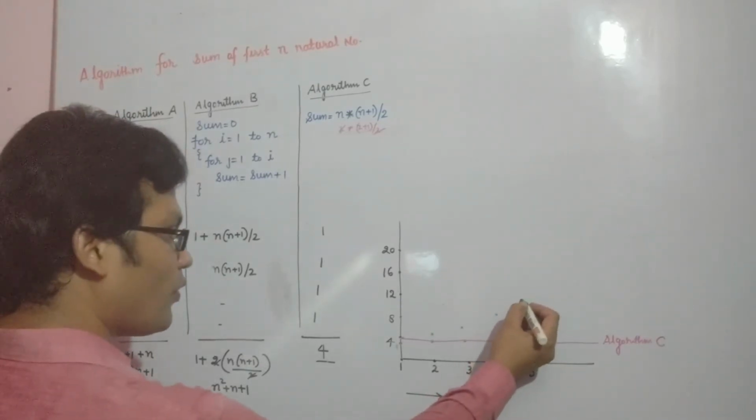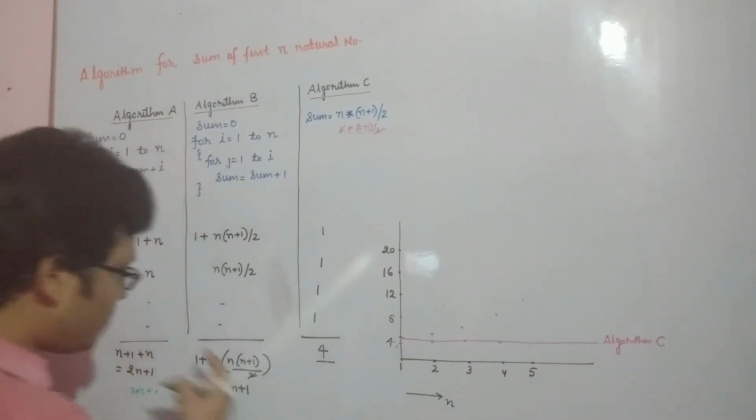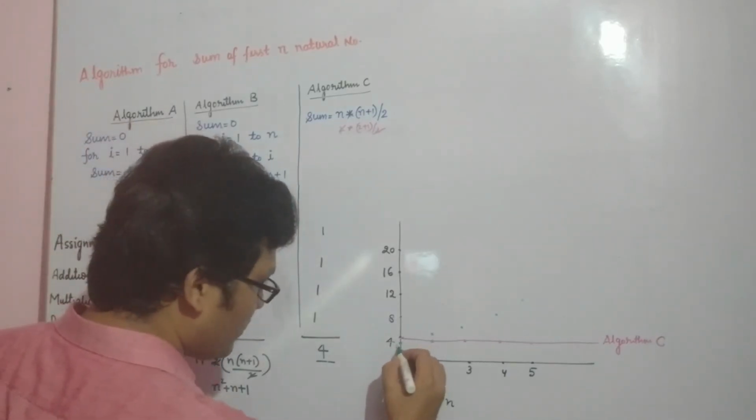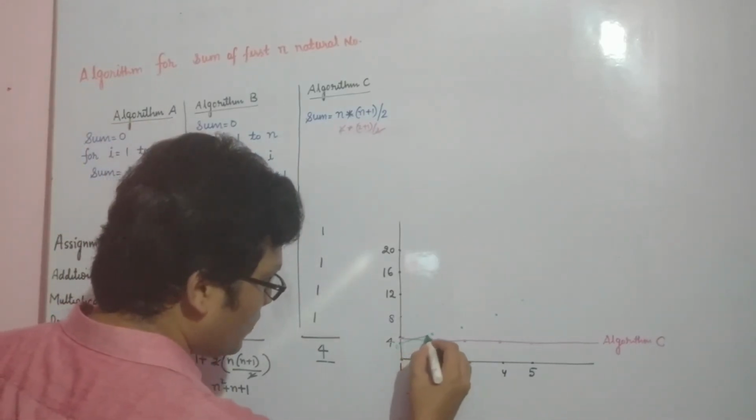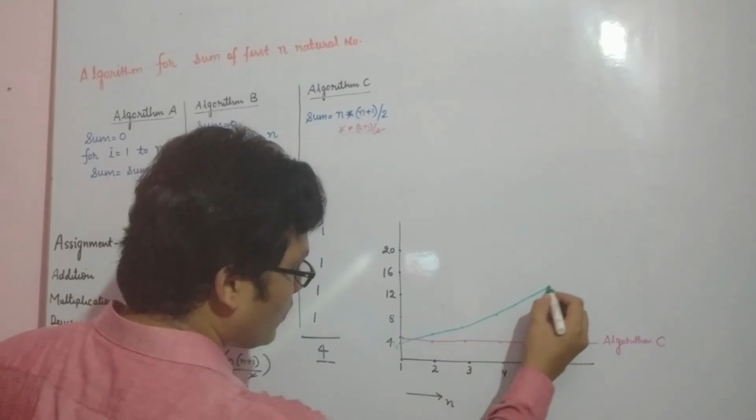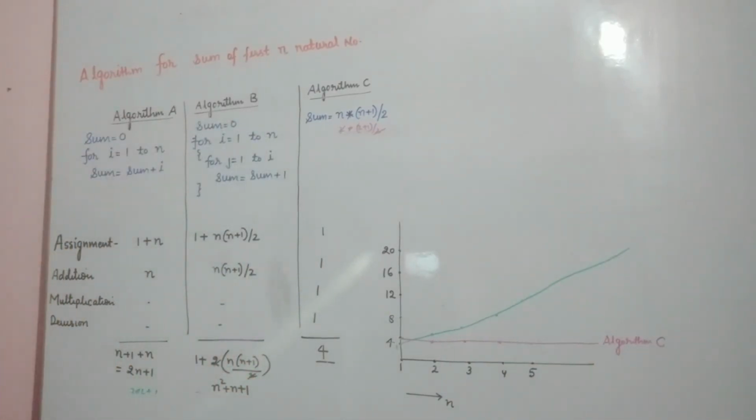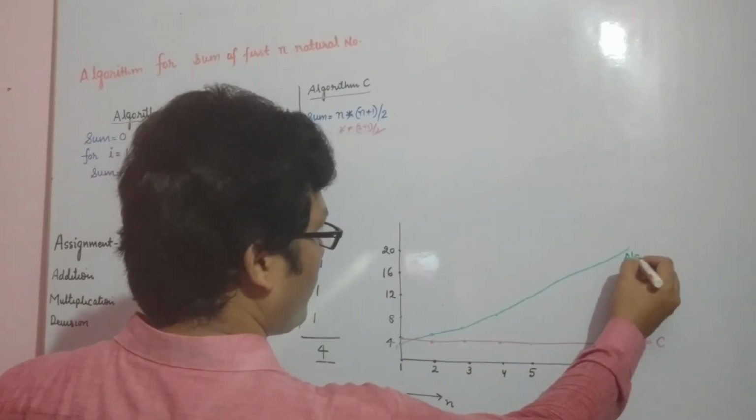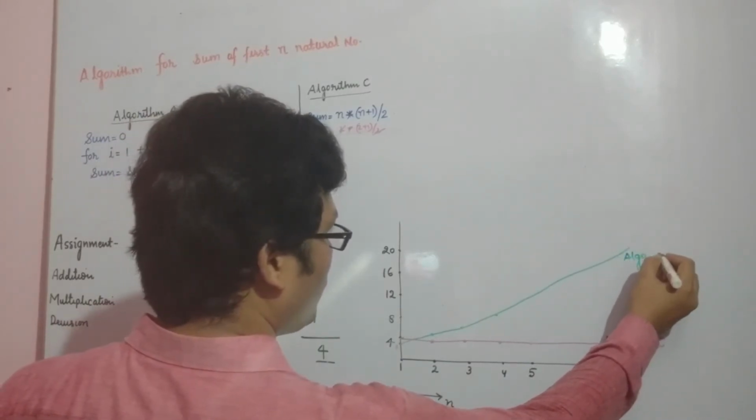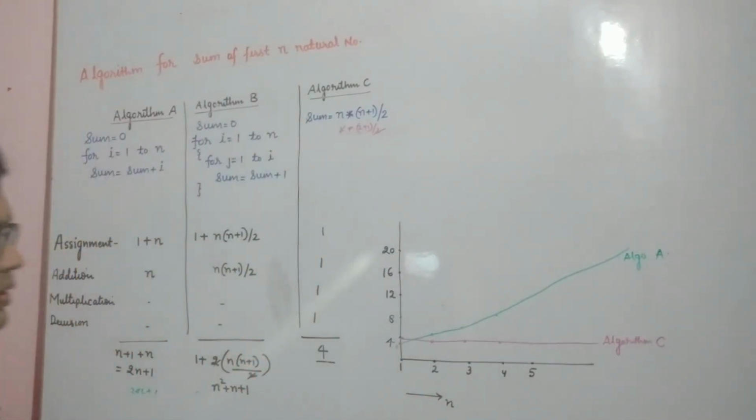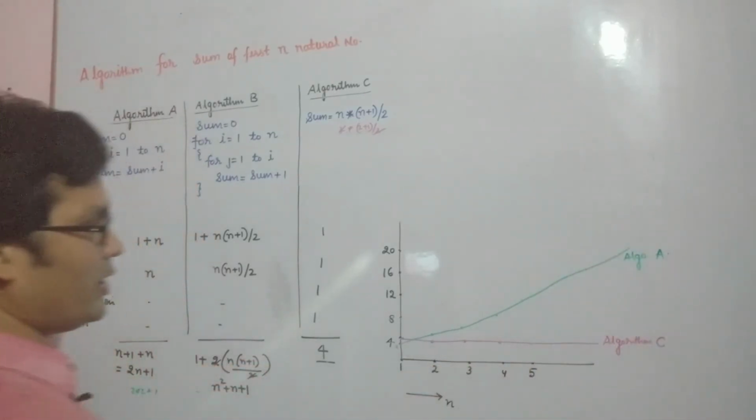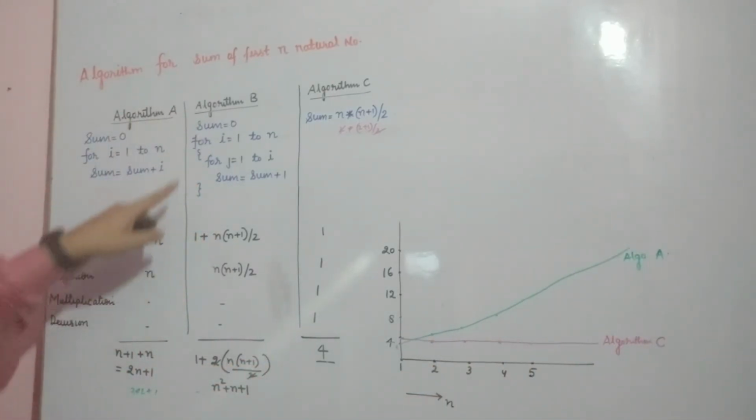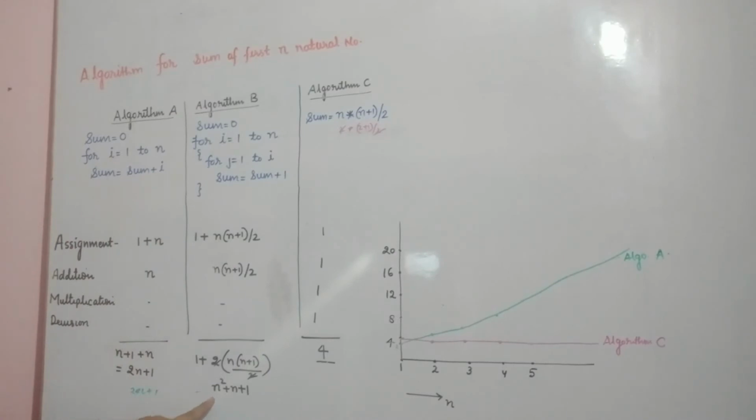So how does the graph look for algorithm A? This is algorithm A, right? See, so this is algo A. This is algo C, this is algo A. Now come to algorithm B. What is it for algorithm B?